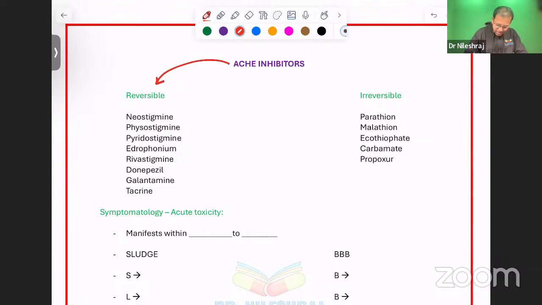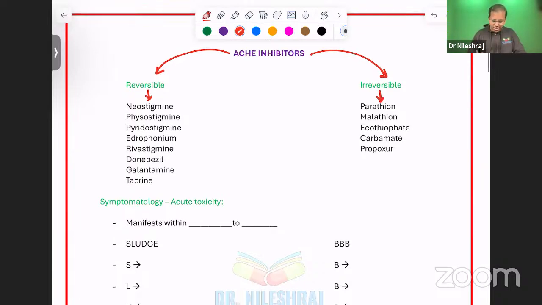Acetylcholinesterase inhibitors can be of two major subtypes, either reversible drugs or irreversible agents. Reversible means drugs which bind with the acetylcholinesterase enzyme and inhibit it in a reversible way. A different concept applies for irreversible inhibitors. They will bind with it irreversibly. Within the reversible drugs, we have neostigmine, physostigmine, pyridostigmine, edrophonium, rivastigmine, donepezil, galantamine, and tacrine.